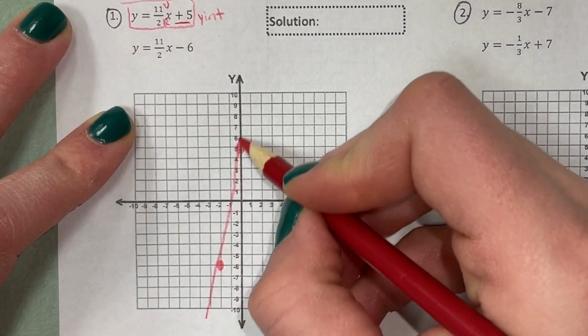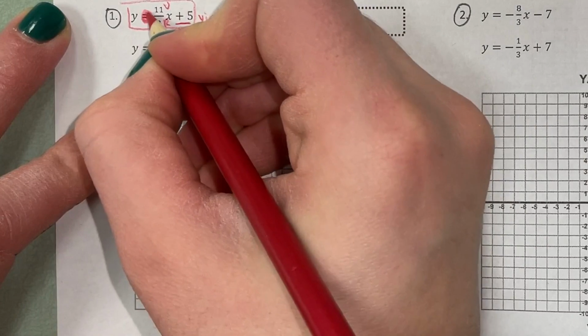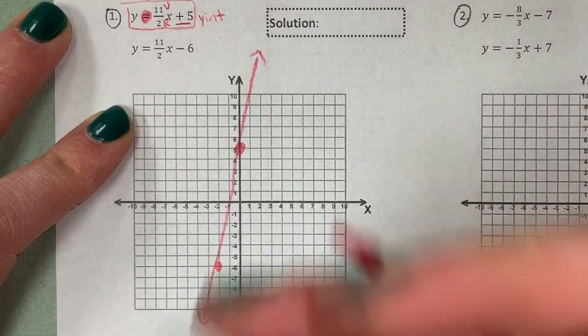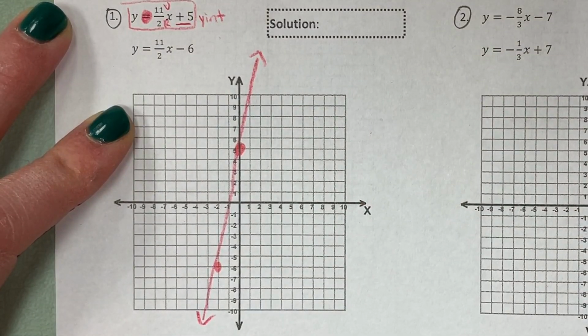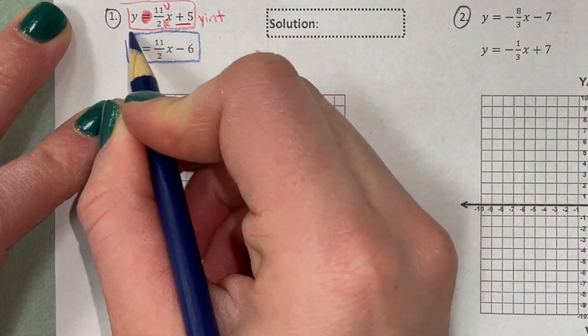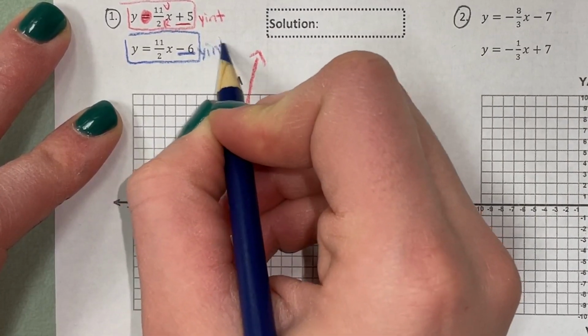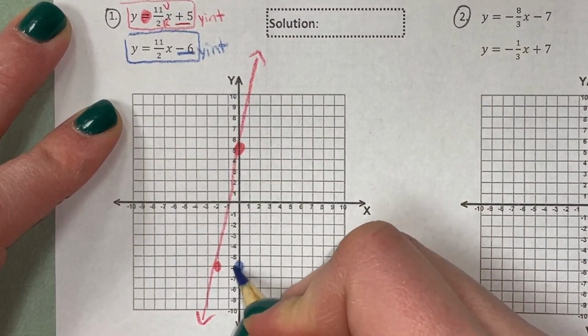So I'm going to draw my line, and I get to use a solid line because we have equal signs this time. We don't have to worry about shading. It's just the equal signs. Now I'm going to look at this next line here. So we have y equals 11 over 2x minus 6. Minus 6 is my y-intercept, so I'm going to go down to minus 6.